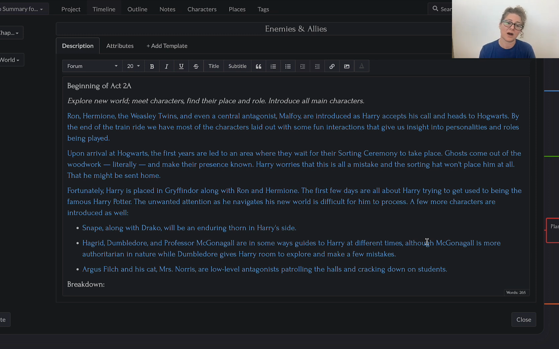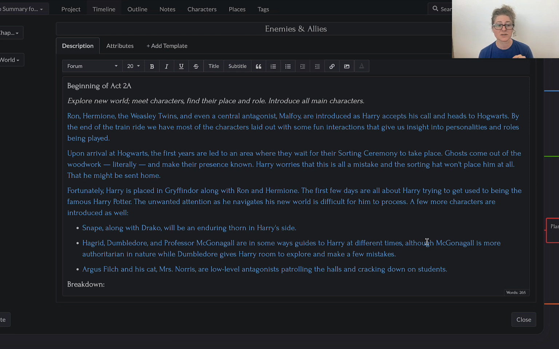So upon arrival at Hogwarts, the first years are led to an area where they wait for their sorting ceremony to take place. Ghosts come out of the woodwork, literally, and make their presence known. Harry worries that this is all a mistake and the sorting hat won't place him at all, that he might be sent home. Fortunately, Harry is placed in Gryffindor along with Ron and Hermione, and the first few days are all about Harry trying to get used to being the famous Harry Potter. The unwanted attention as he navigates his new world is difficult for him to process.